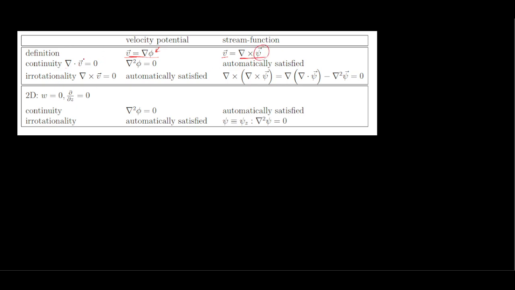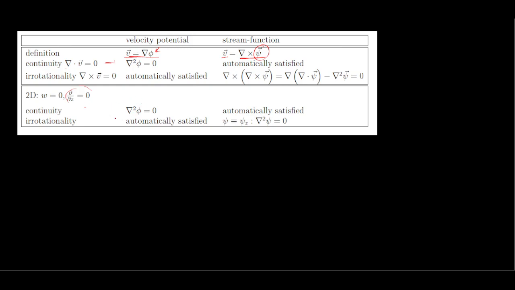For the continuity satisfaction, we get an equation that the Laplacian of the velocity potential must be equal to 0, and for the stream function the continuity is automatically satisfied. Coming to irrotationality, for velocity potential it is automatically satisfied, whereas for stream function we'll get three equations, one for each of the three different directions. And suppose we are considering a two-dimensional flow, so the change in velocity in the z direction or the third dimension is 0.